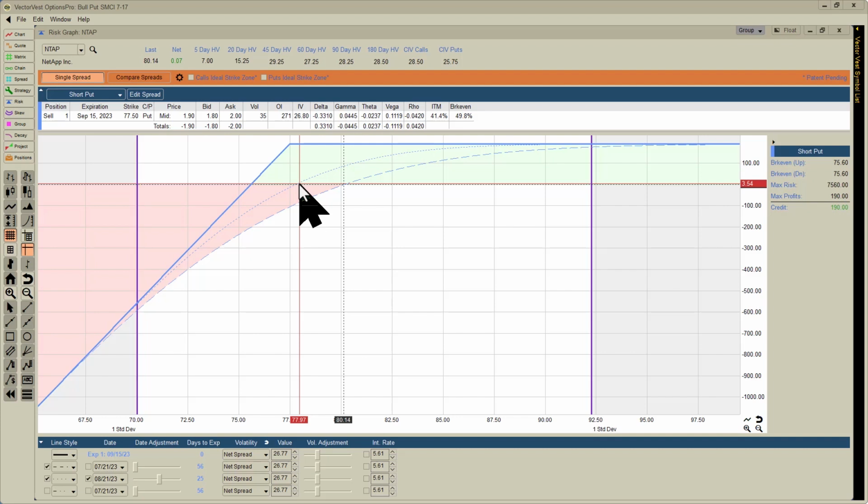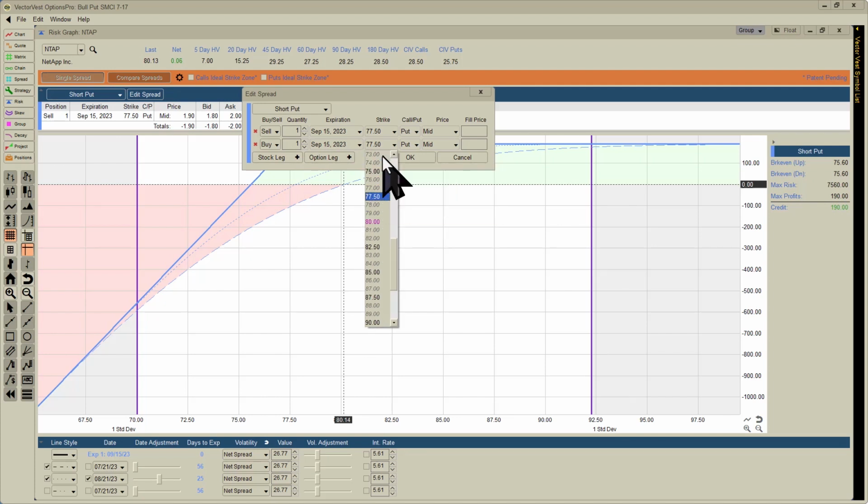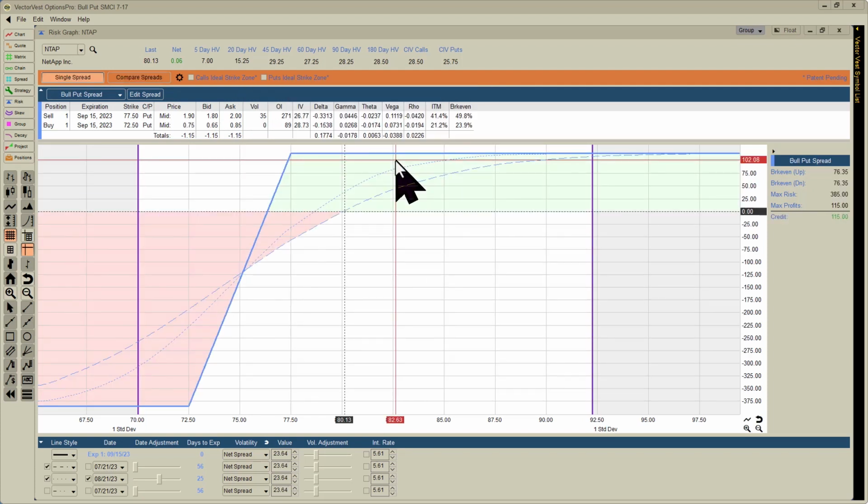So what did we talk about? We talked about a bull put spread. The bull put spread is the simultaneous selling and buying of a put. So what I'm going to do is add a purchase of a put. And in this case, I'll choose a $72.50. We'll make it a $5 width. Now, if I do that, this is what the trade looks like. You have a $115 maximum profit with a $385 max risk.